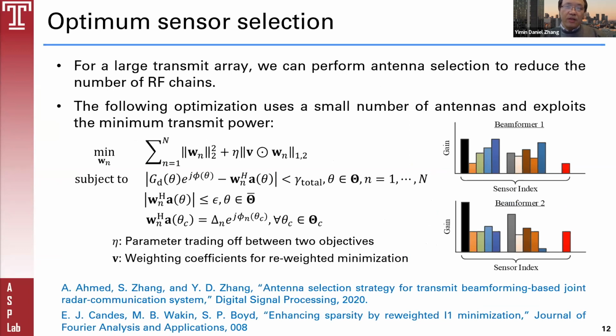Okay, and if the array is large, we can also consider antenna selection to reduce the number of RF chains. So one way we can do this is we keep all the requirements in terms of the main beam, the side lobe, and the information. But at the same time, we can minimize the total power and also the sparsity, or say the group sparsity, of the weights, because we are designing many different beamforming weights, right? So for example, if we have beamformer one and beamformer two, we jointly design their sparsity such that these two antennas can be turned off.